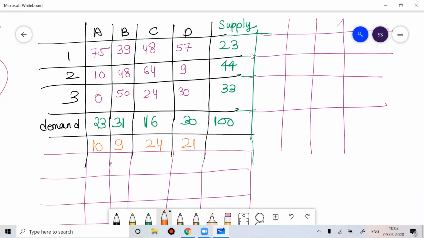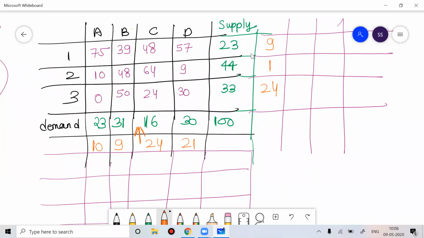Once you're done column wise, now you can find the penalty row wise. So here row wise, the lowest is 39. So 48 minus 39 is 9. Then here 10 minus 9 means 1. Here 24 minus 0 is 24. Out of all the penalties that you get, now the highest one is 24. So any 24 you can take.